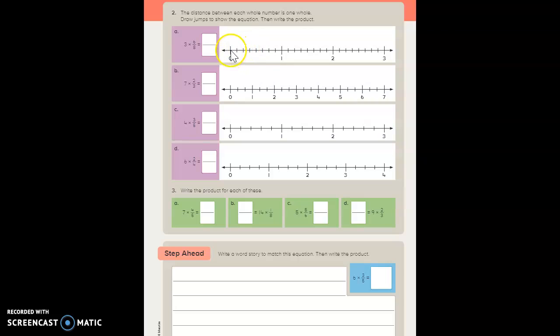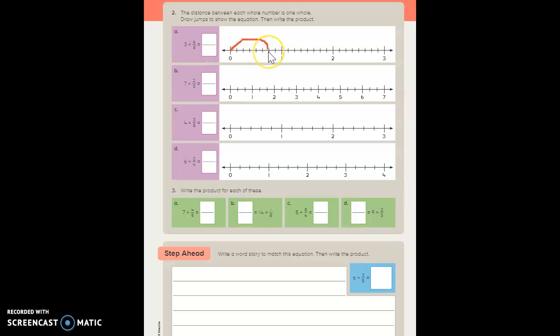So what I'm going to do is the first time I'm going to jump 6 out of 8 spots. So I know this is already divided up into 8s for me. So I've got 1, 2, 3, 4, 5, 6, 7, 8. So my first jump needs to land on 6 over 8. So 1, 2, 3, 4, 5, 6. Oh, now I lost my place. 1, 2, 3, 4, 5, 6. So this represents my first jump out of 3.